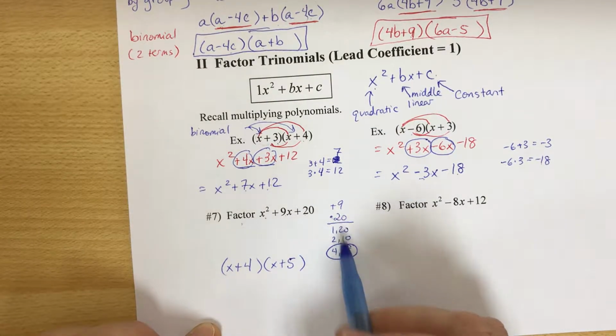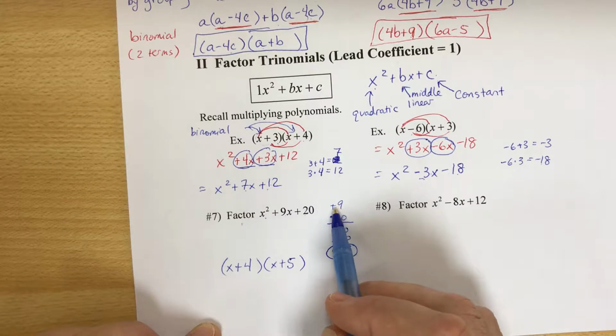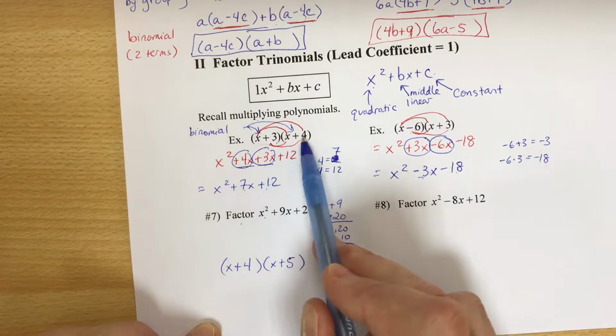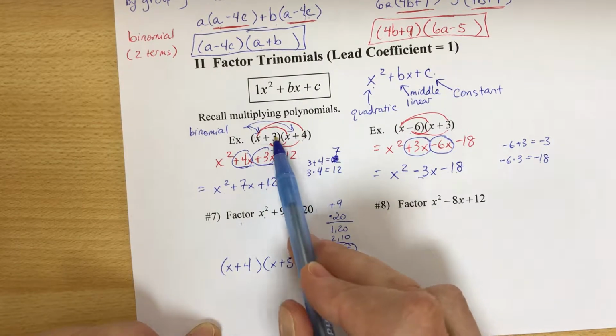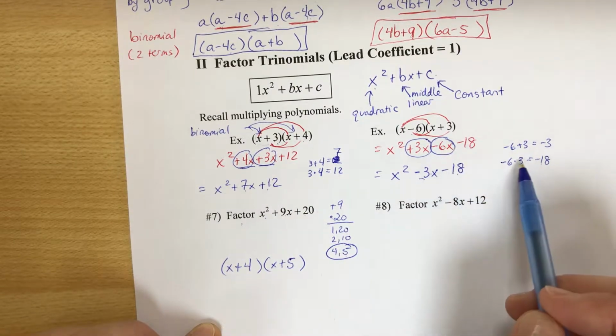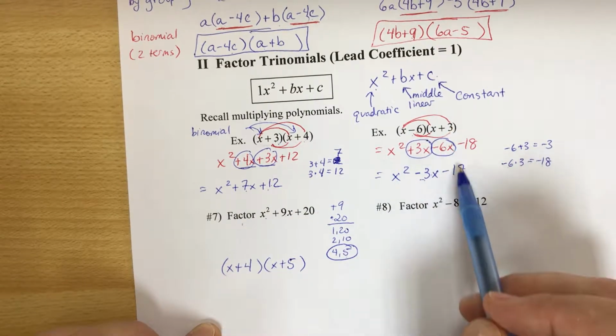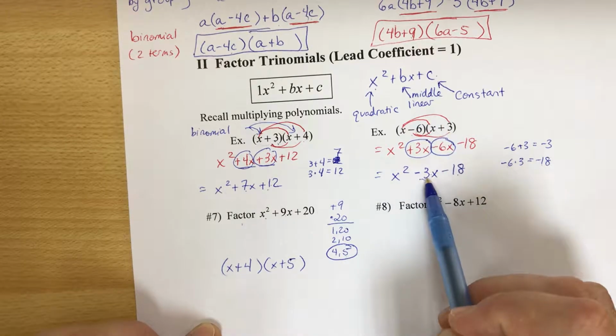4 times 5 is 20. 4 plus 5 is 9. 3 times 4 is 12. 3 plus 4 is 7. Negative 6 times 3 is negative 18. Negative 6 plus 3 is negative 3.